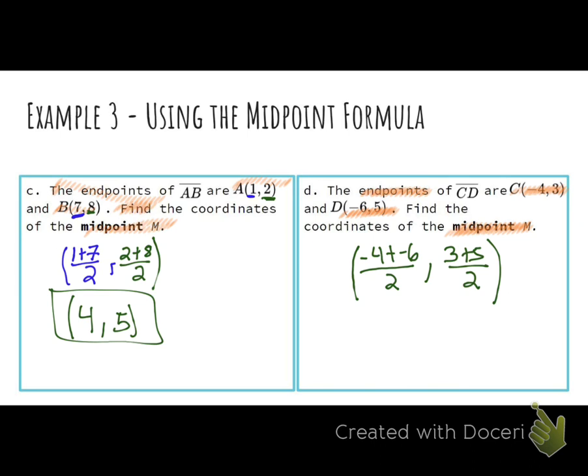I know that negatives can be tricky. Negative 4 plus negative 6. What's negative 4 plus negative 6? Yep, Cam? Negative 10, perfect. Divided by 2? Negative 5. If you need to use a calculator for that, there's no shame in that. Use it. Be sure that you feel confident in your answer. 5 plus 3. 8, yep. 8 divided by 2? 4, nice work. Negative 5, 4.